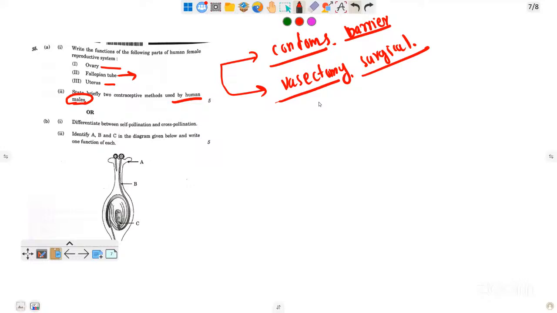Hormonal methods, that is pills or chemical methods, are only for females.